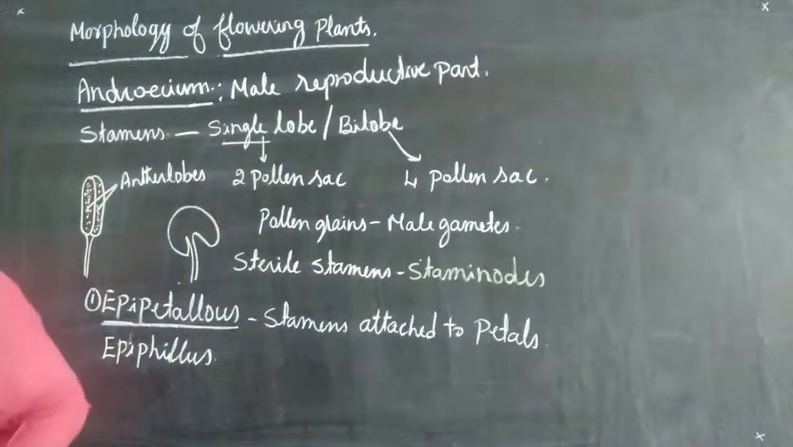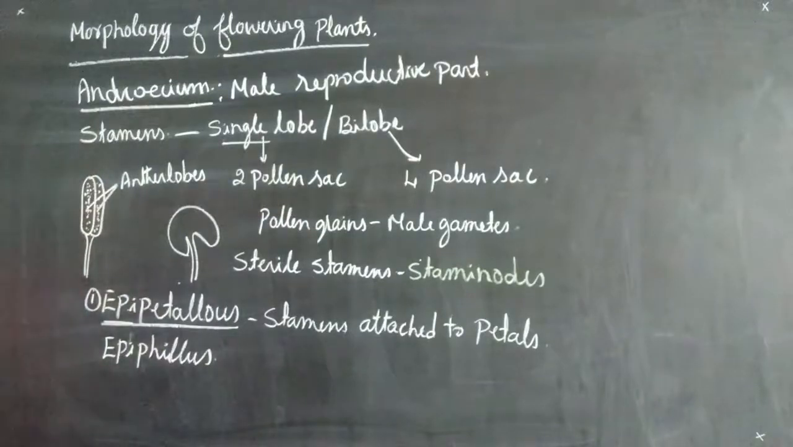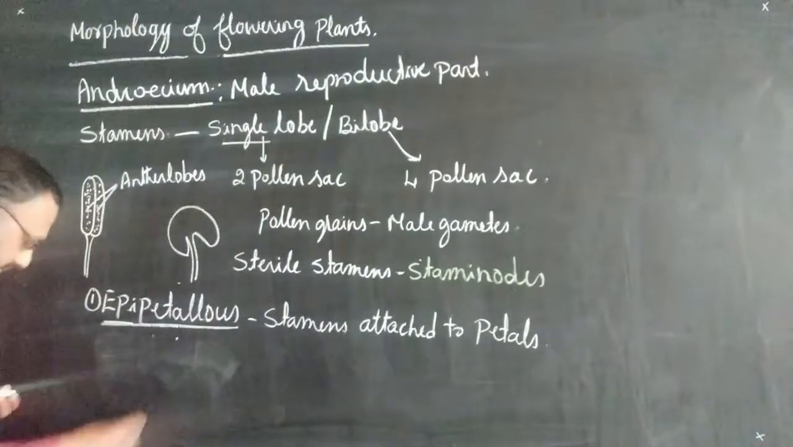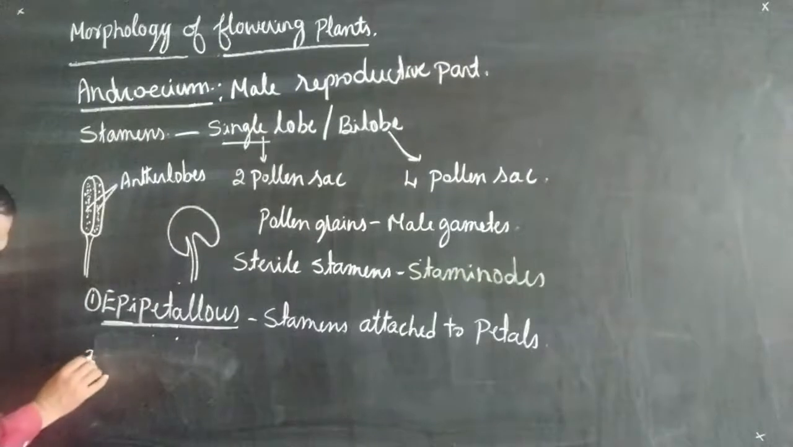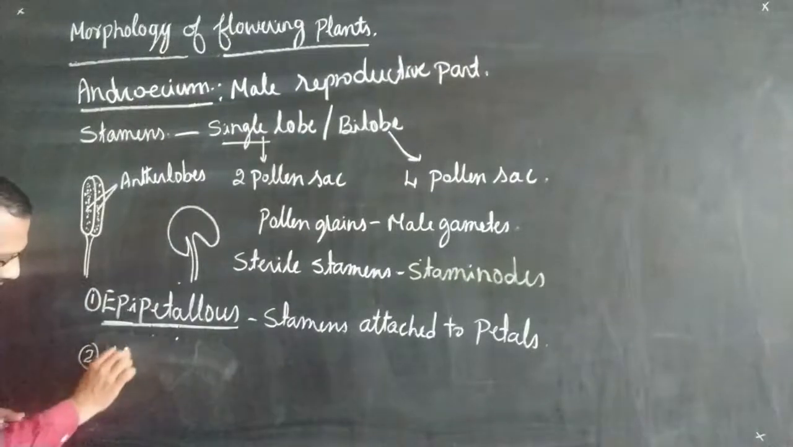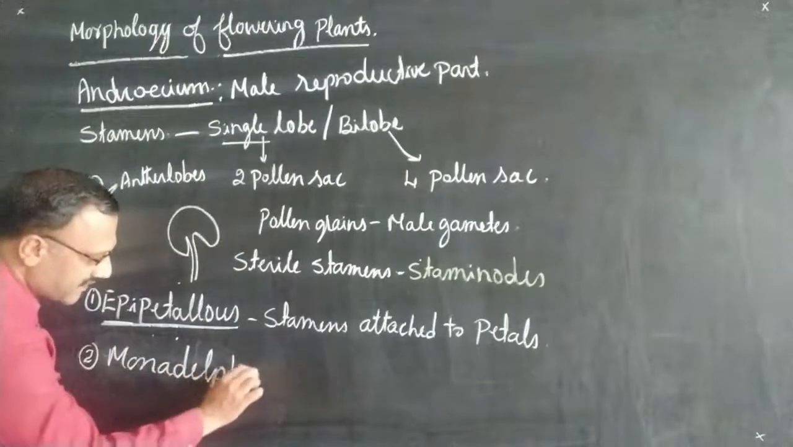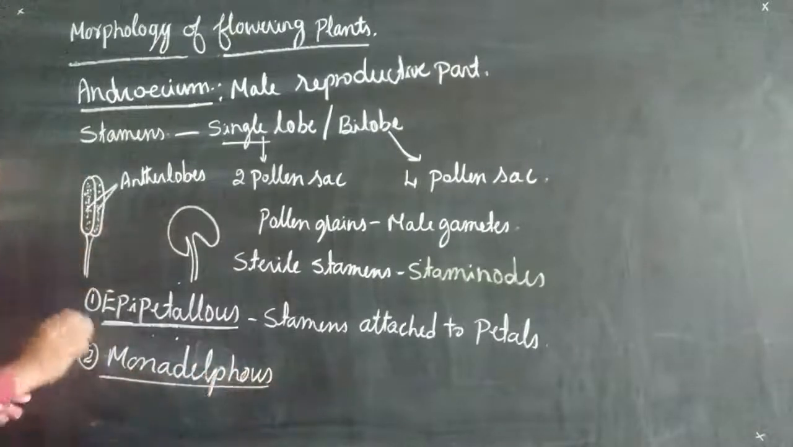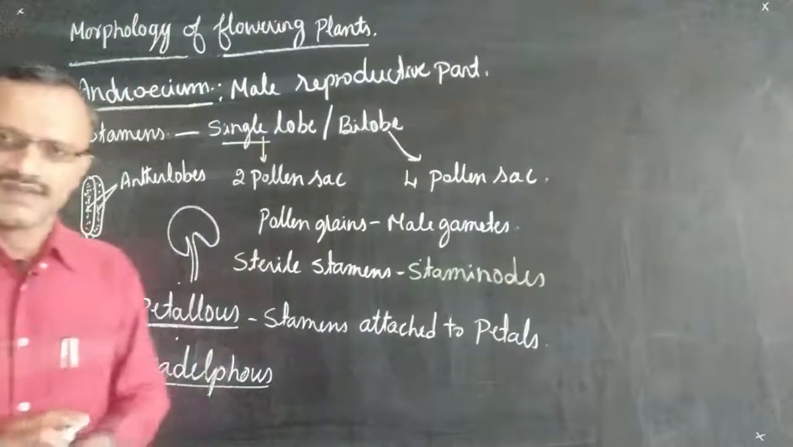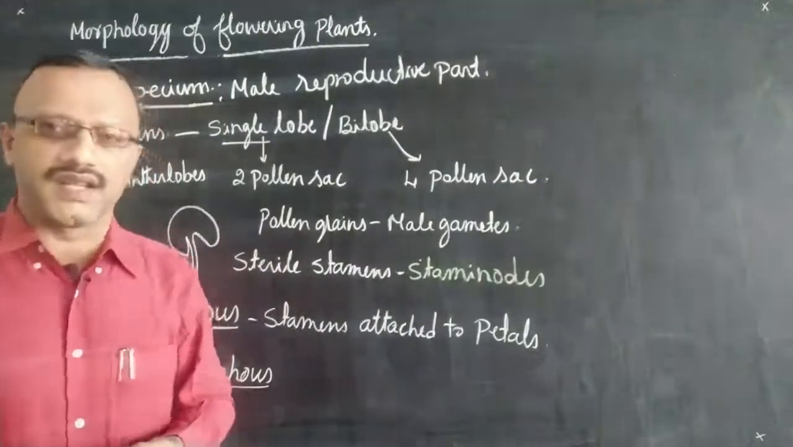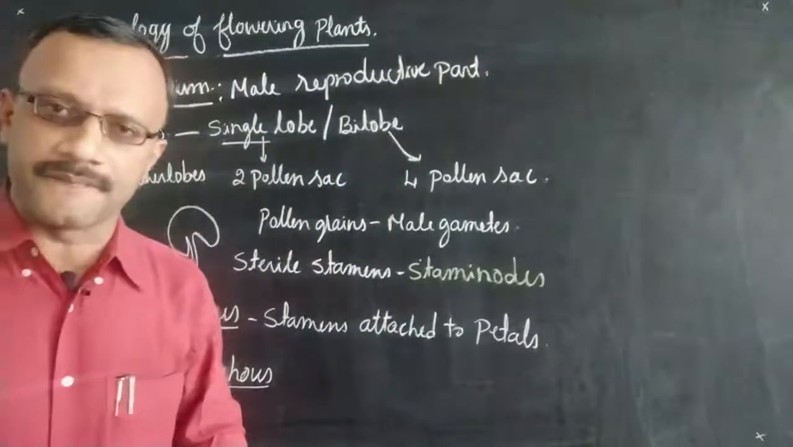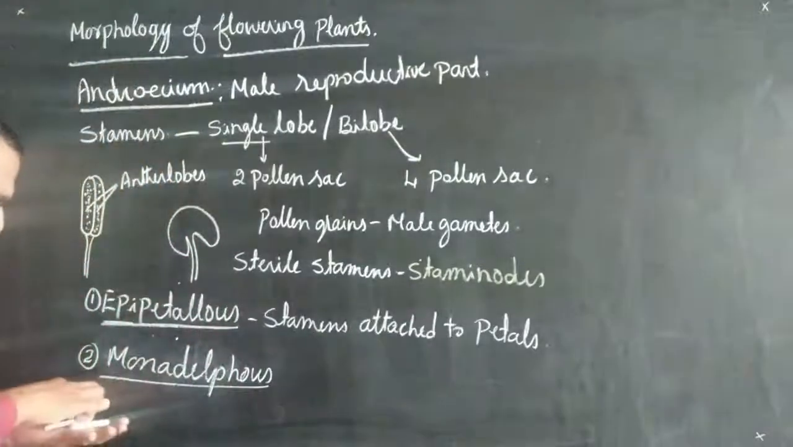Similarly, we have one more type called monadelphous condition. In monadelphous, stamens are found in a single bundle. Let me show it in the form of a diagram.